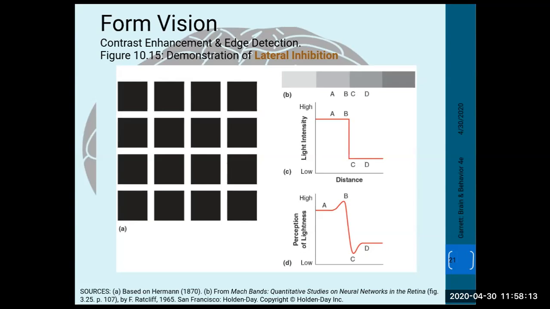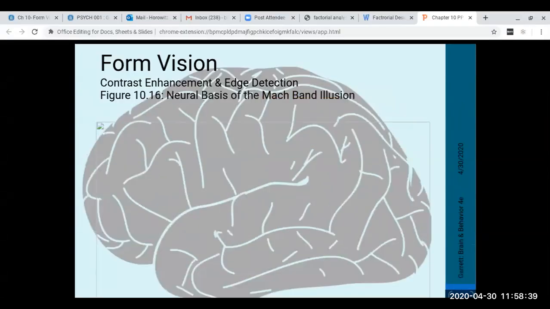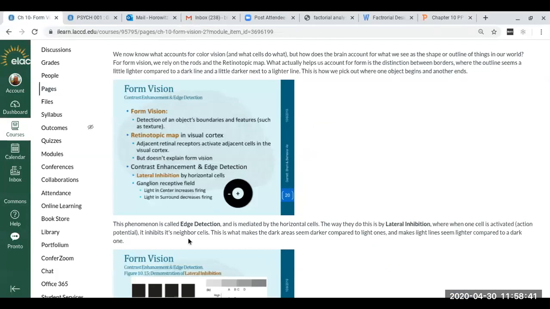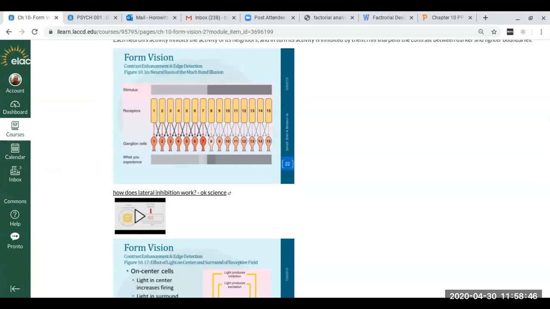So even though A and B are the same shade, B compared to C looks a little bit lighter. C compared to B looks a little bit darker. So our perception is that B is a little bit lighter than A, and C is a little bit darker than D. And that is part of this thing we call lateral inhibition. Obviously, we don't see lateral inhibition. This would have been a really good slide to show that, but it is not there. So I will do you guys a solid and go back to this area here. So this is what we're talking about right here.